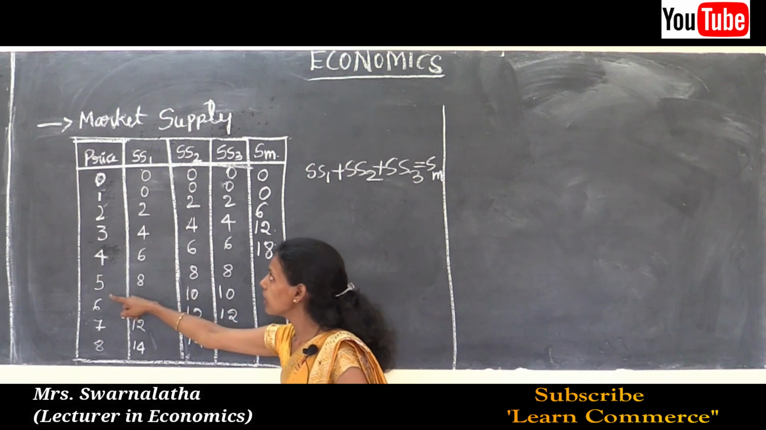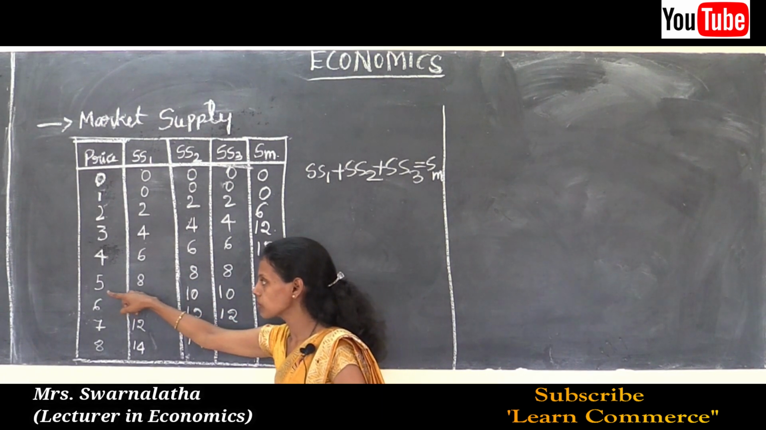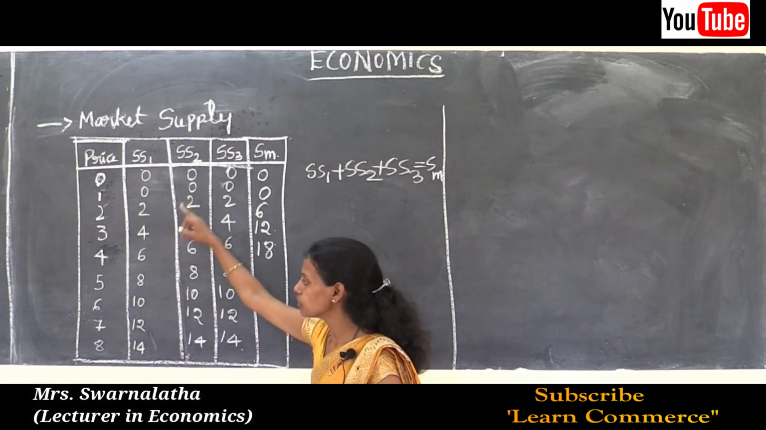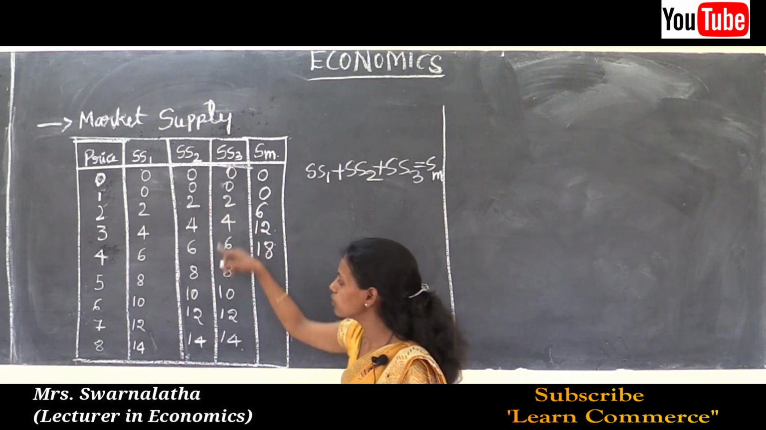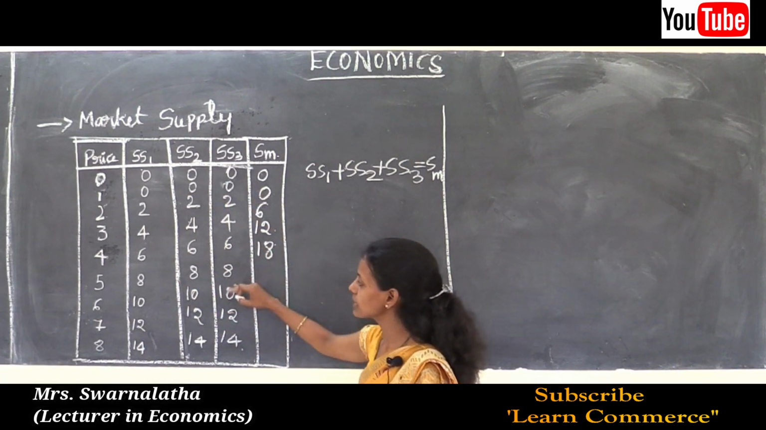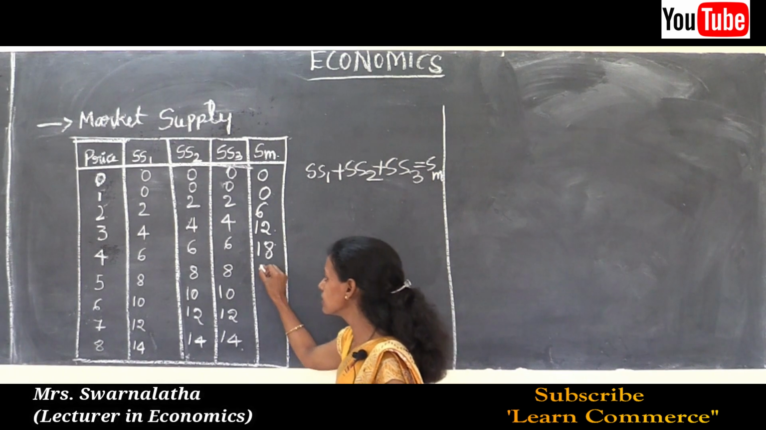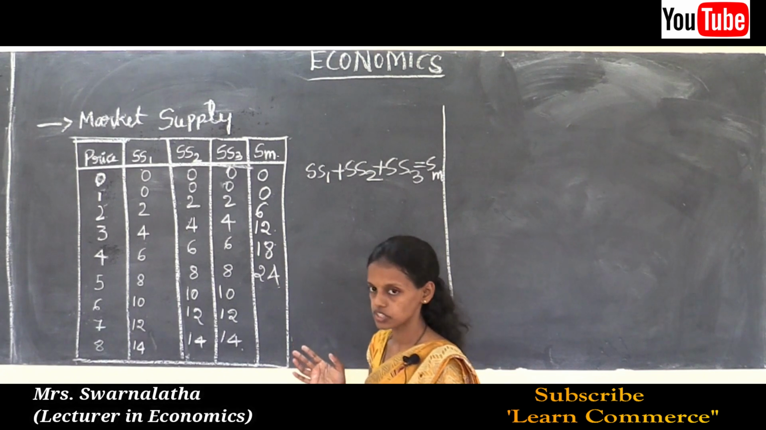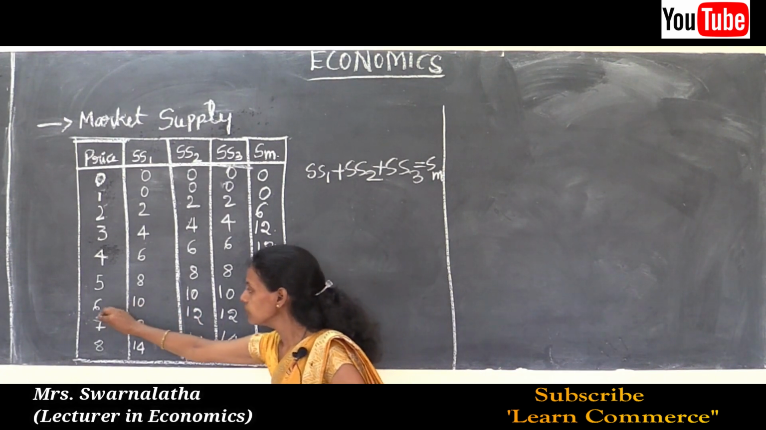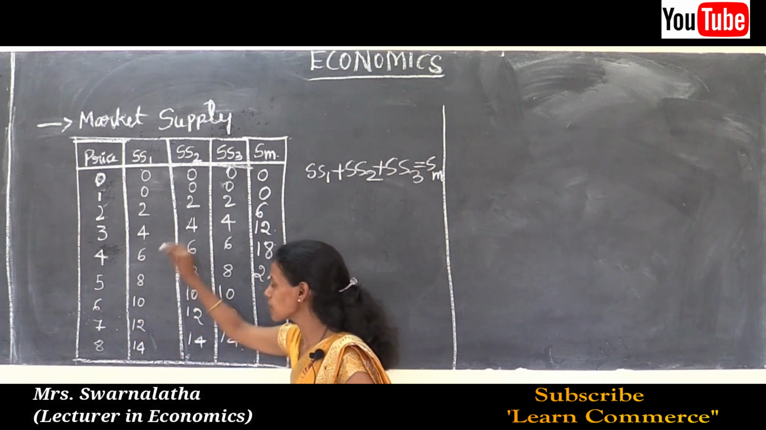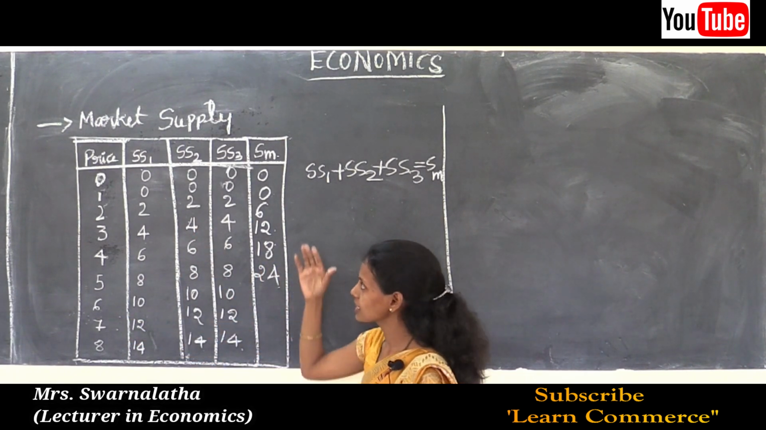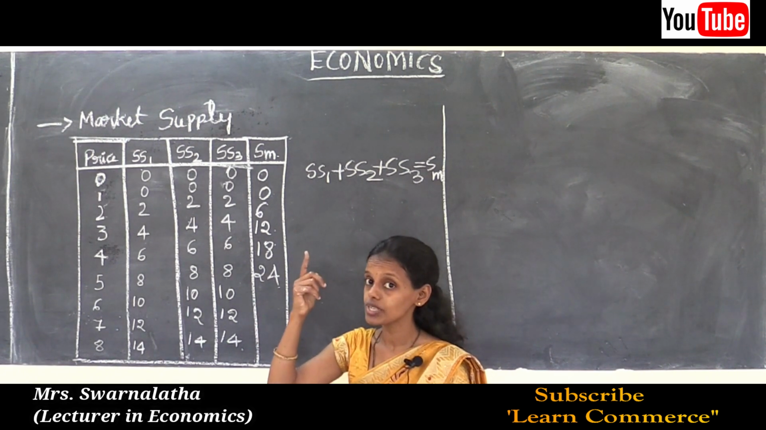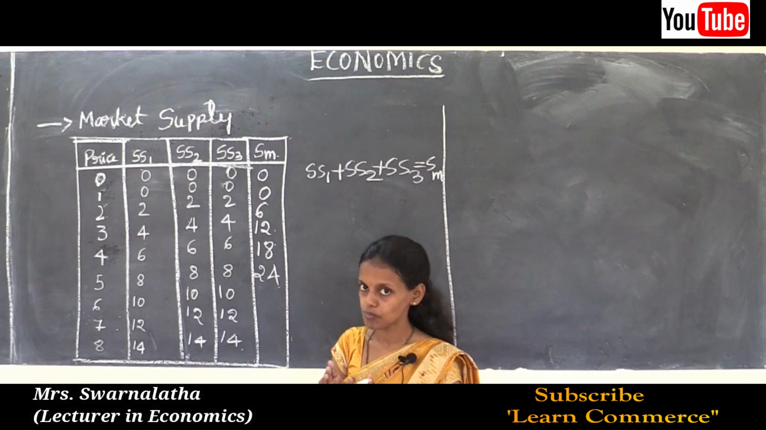So again here you can see, suppose the price is 5 rupees for each product, then firm 1 produces 8 units, firm 2 supplies 8 units and firm 3 also supplies 8 units. Thus market supply is 24 units, 8 plus 8 plus 8. Next, with the increase in the price, supply also increases. You can see here, increase in the price, supply also increases. The rising part of marginal cost is the supply curve, as we studied earlier.